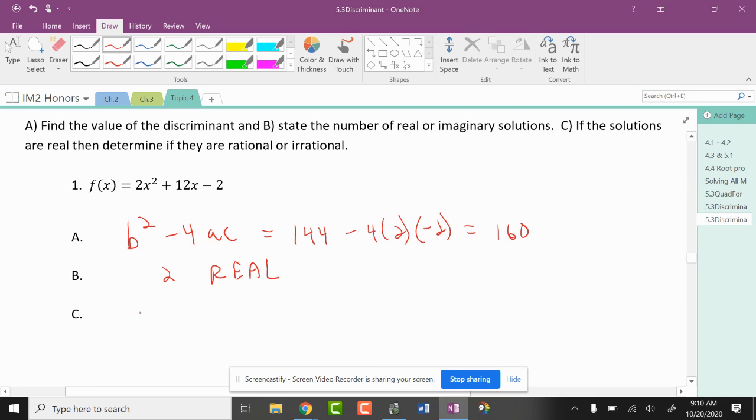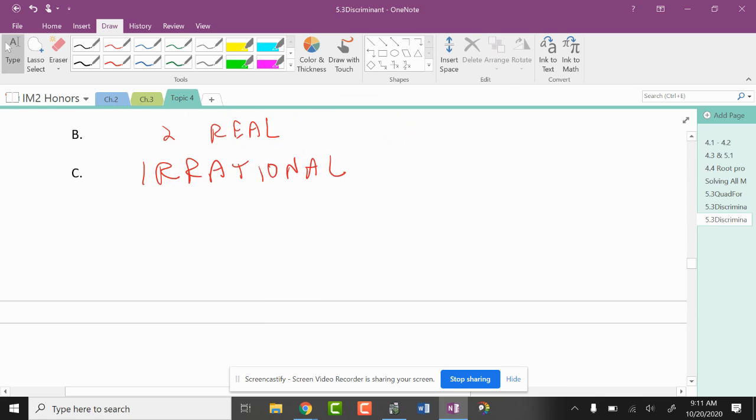If they are real, what will they be? They will be irrational, because you have a leftover radical. The only way that you could graph the x-intercept is to take the square root of 160 physically on your calculator and get the decimal. And that's it. When they ask you the discriminant questions, what type, you don't find them. You just tell us what kind they would be.